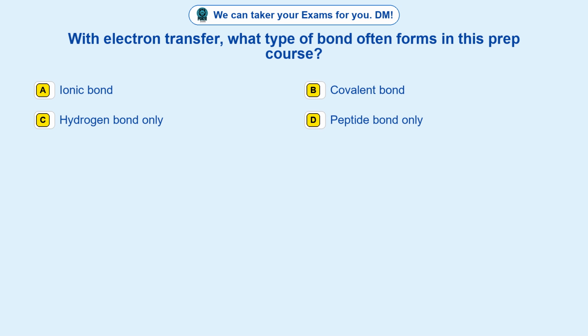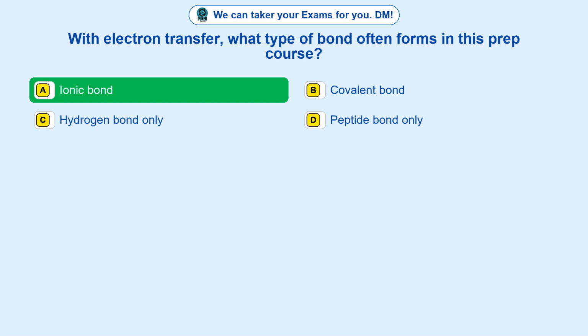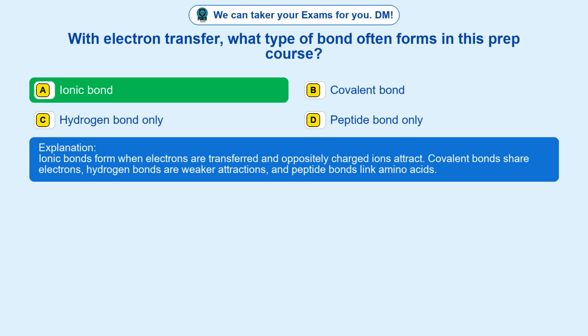Question 33. With electron transfer, what type of bond often forms in this prep course? Option A, ionic bond. Option B, covalent bond. Option C, hydrogen bond only. Option D, peptide bond only. The correct answer is option A. Ionic bond. Ionic bonds form when electrons are transferred and oppositely charged ions attract. Covalent bonds share electrons, hydrogen bonds are weaker attractions, and peptide bonds link amino acids.